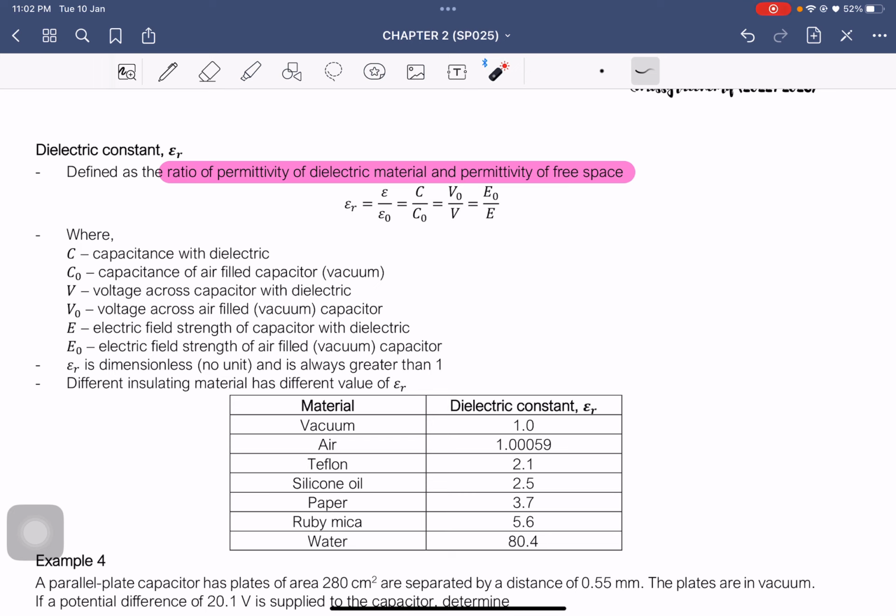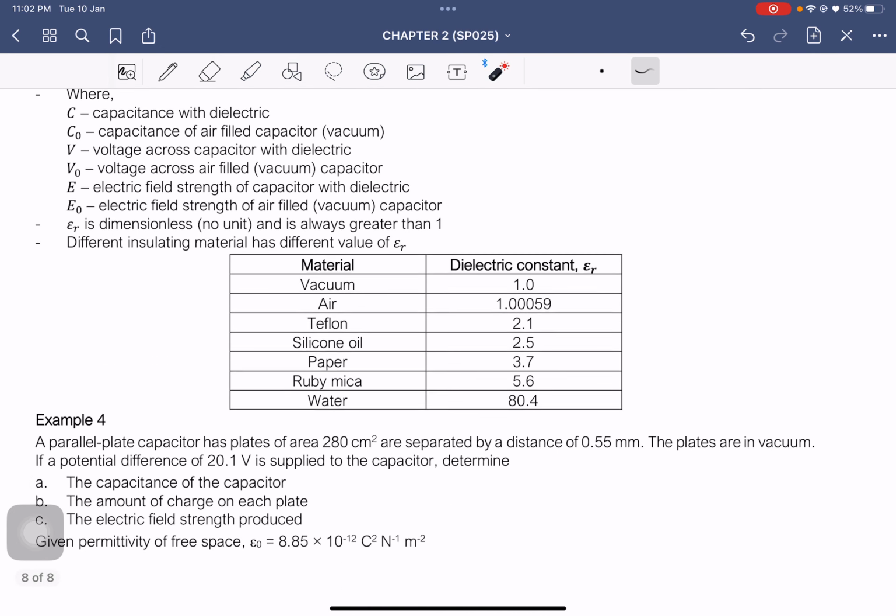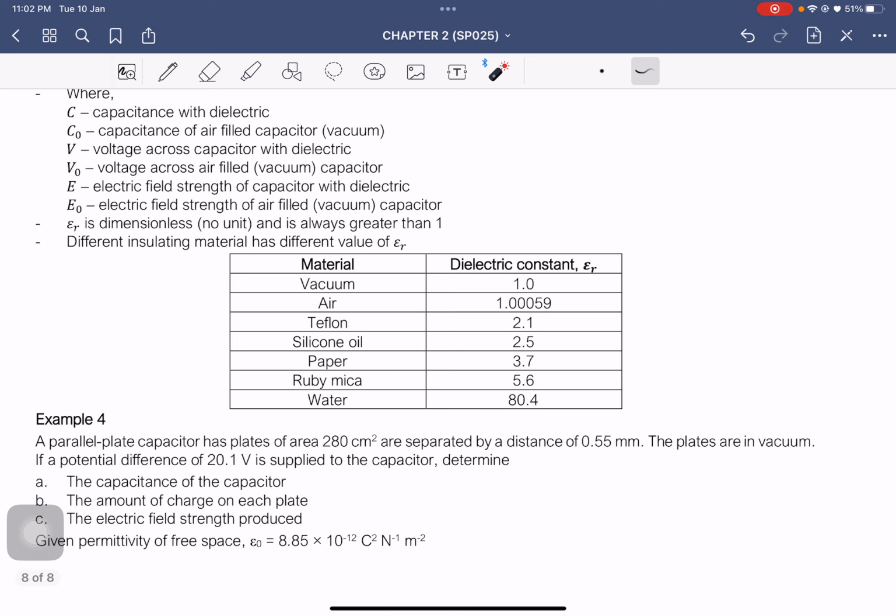It cannot be 0.0 something. That means you calculated wrongly. So different insulating materials have different values of epsilon R. For vacuum, it's just 1. Air is 1.000 something. Some of it is like this. Okay. So that is the theory part of our subtopic number 3. Now we look at the example.